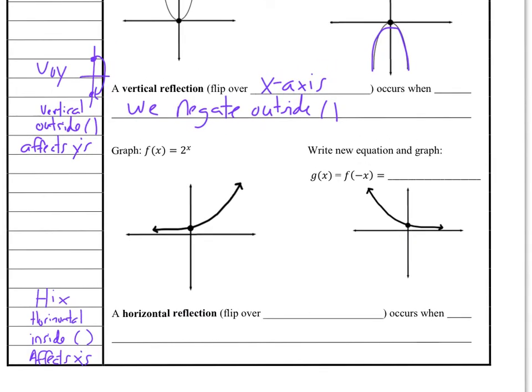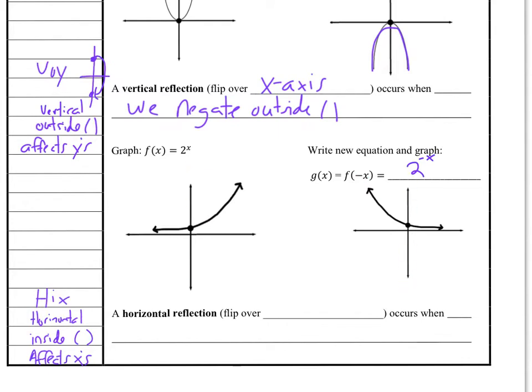Take a look at the next one. The graph of f of x equals 2 to the power x. We're going to write a new equation that we see right over here. But this time we're negating inside the parentheses. So we're only putting the negative and attaching it to the x. So this new equation is going to be 2 to the negative x power. Notice what happens to this reflection. We've already got it graphed here for you. This reflection is now reflected over the y-axis here.